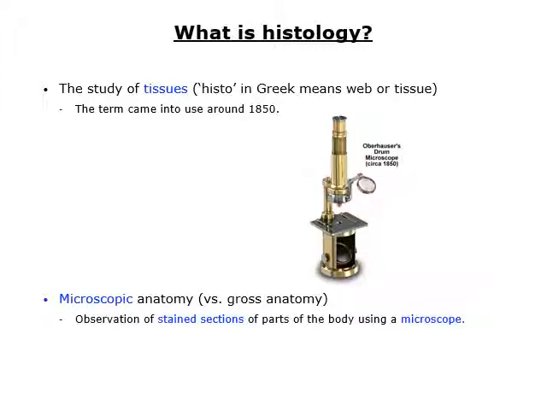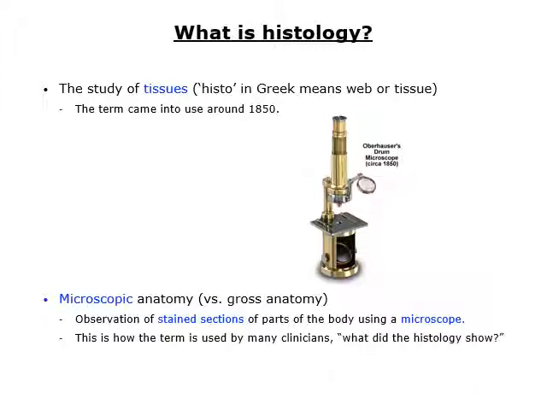In practice, then, histology is the observation of stained sections of parts of the body using the microscope. Thin sections of body parts are required in order to be able to shine light or electrons through them so that you can see something. And stains are required because most biological material is colorless. So you need stains to create contrast between different components.